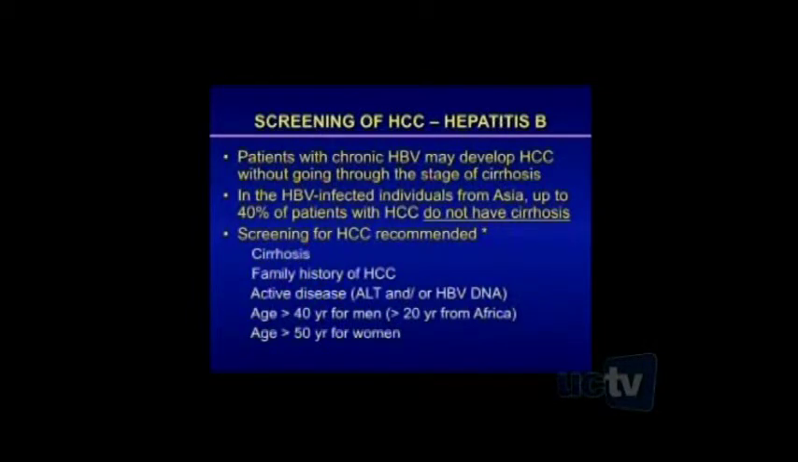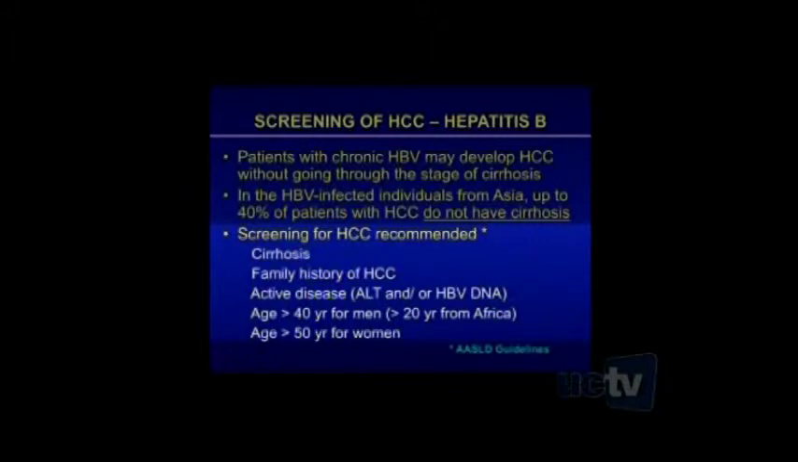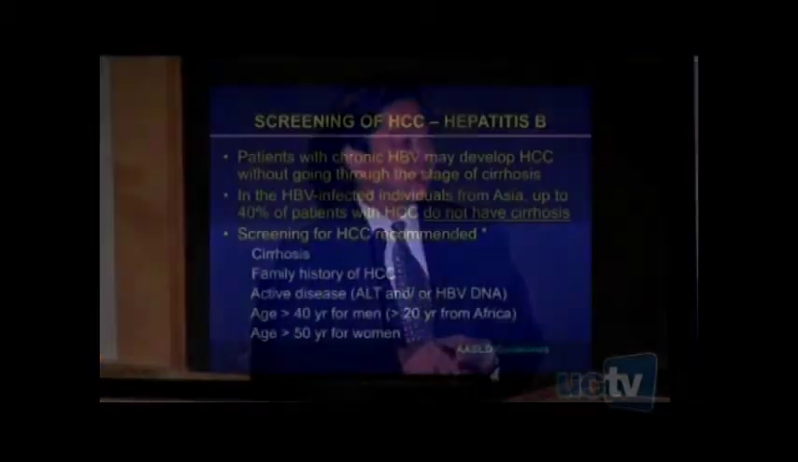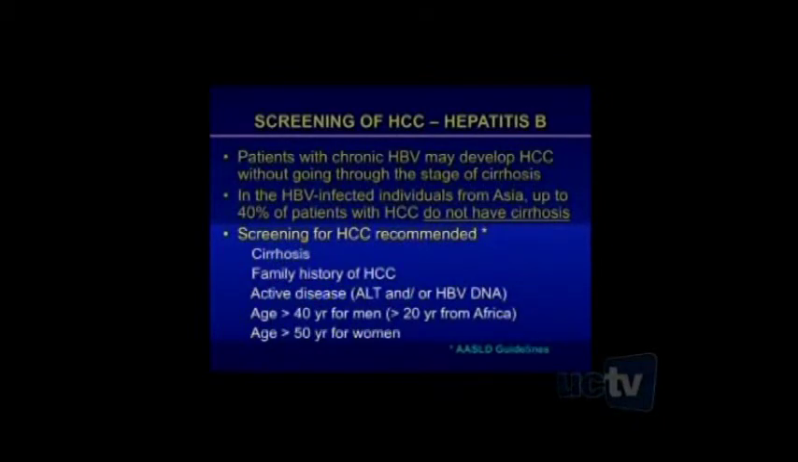So there are some guidelines out there from the American Association for the Study of Liver Diseases, and these guidelines say to screen for liver cancer in patients who are infected with hepatitis B if they have any one of these categories. If they have cirrhosis, family history. I've seen a whole family with liver cancer, brothers, siblings, parents, so the risk is much, much higher. They have active disease measured based on the liver enzyme or ALT and the viral load. And then age is a factor. The older the person is, the greater the risk.